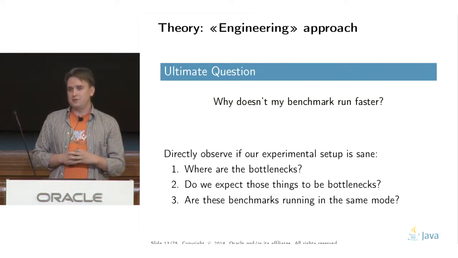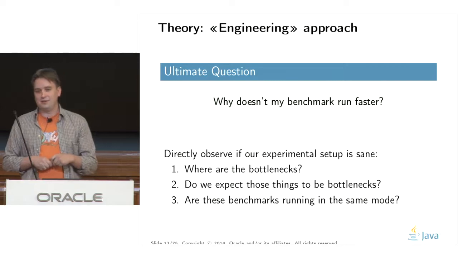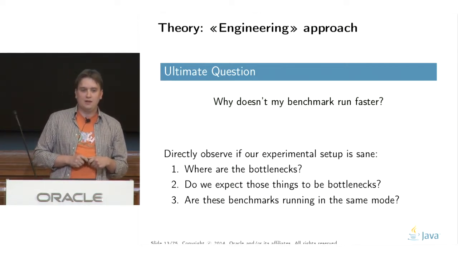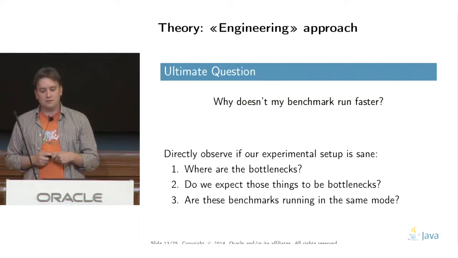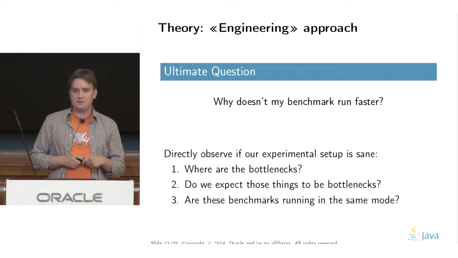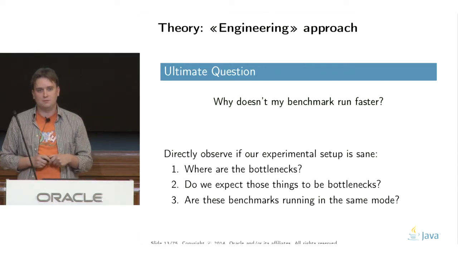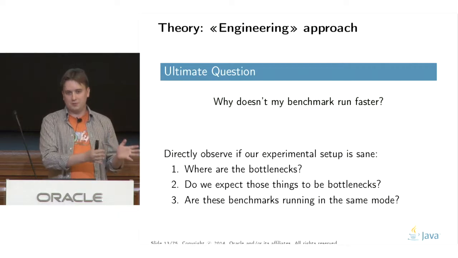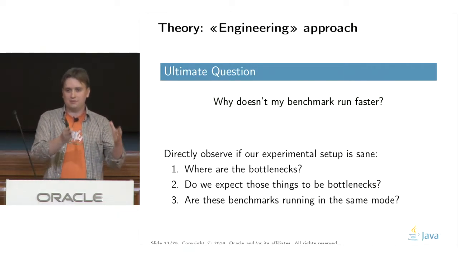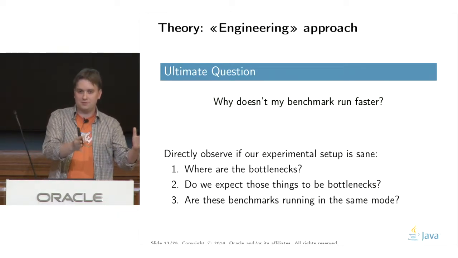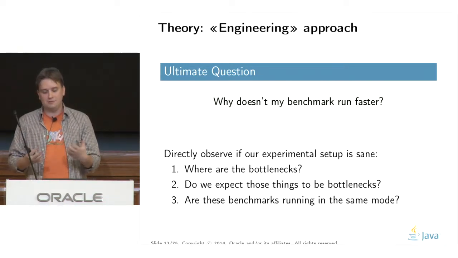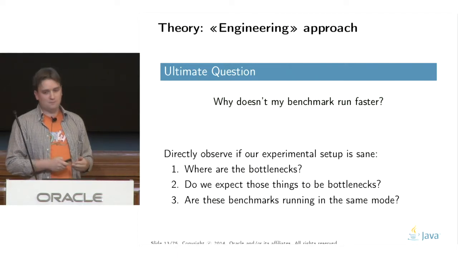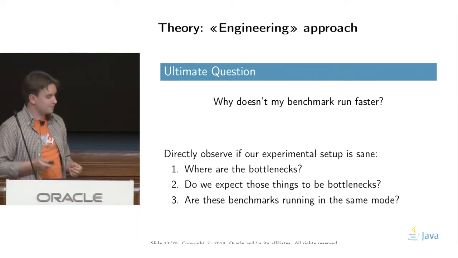Engineering approach is somewhat simpler. It only asks itself, well, why doesn't my benchmark run faster? And that enables us to directly observe if our experimental setup is sane, whether the bottlenecks that we see in the benchmarks are in those parts of the systems that we want to optimize, because we want to isolate the particular problem or particular behavior of the system. So by analyzing what the system actually spends time doing, we figure out whether our approach is sane or not.